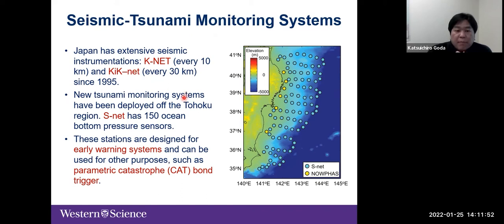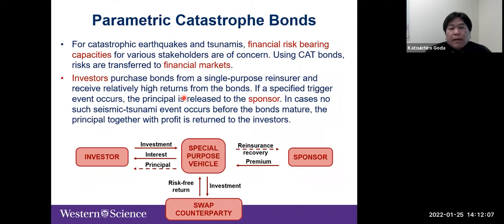But I thought that the KiK-net and also the S-net can also be used for parametric catastrophe bond triggers. So that's the focus of today's presentation. Just to give a very brief primer on parametric cat bonds: with a catastrophic earthquake and tsunami, the loss can be very, very large and potentially exceed the reinsurance industry's capacity. So the financial risk-bearing capacity can be of concern, and additional funds might need to be sourced from the financial market, which has much, much bigger financial capacity. So that's one motivation in developing parametric cat bonds.